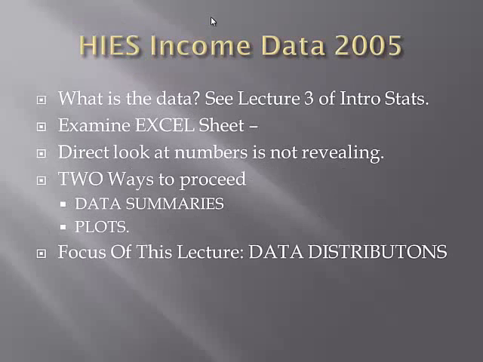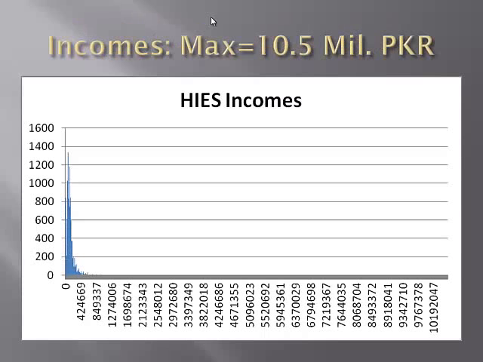So let's look at this data distribution of the HISE, Household Income Expenditure Survey data. Now this is the distribution. What is the distribution? The blue curve. This is telling us how many people there are in what range.